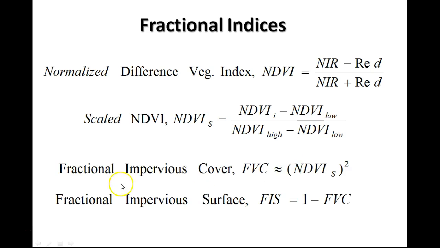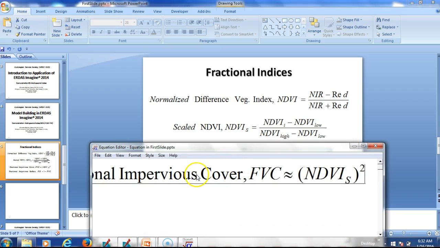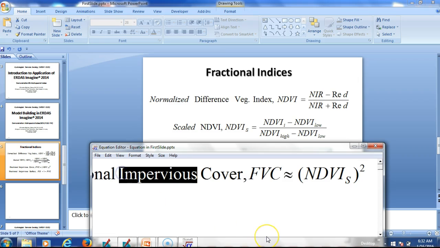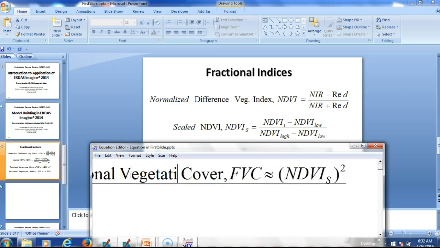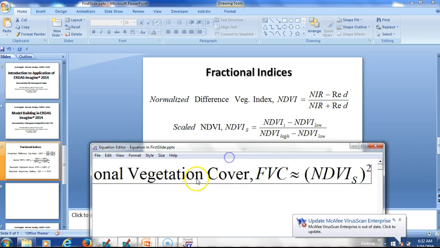Once you have the scaled NDVI, you can easily calculate the fractional vegetation cover by taking the square of the scaled NDVI, and the fractional impervious surface simply is 1 minus the fractional vegetation cover. I think there is a mistake here, which I thought I had fixed in class. This is supposed to be vegetation cover.